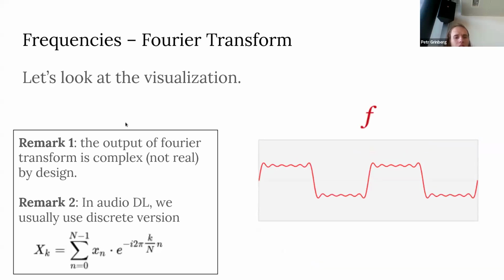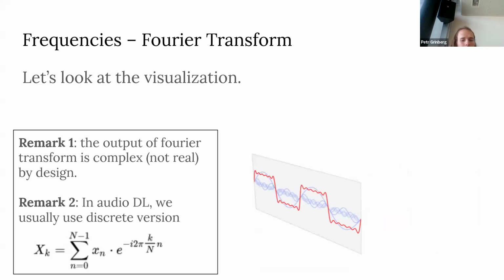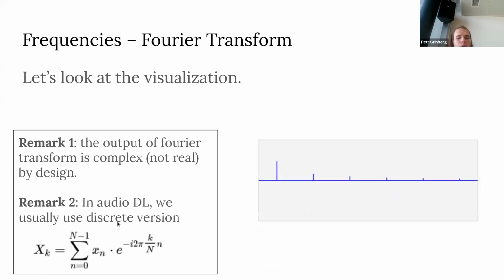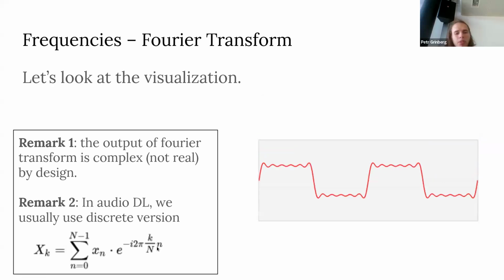One remark here is that the output of Fourier transform is complex by design. Because we have sine and cosine, which according to Euler's formula is e to the power of something, the result is complex. And because in audio deep learning we work with discrete signals, we'll have a discrete version of Fourier transform, which looks like this. It's the coefficient from a raw waveform multiplied by e to the power of something.